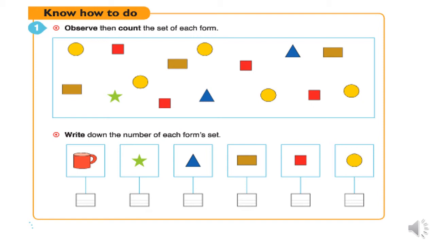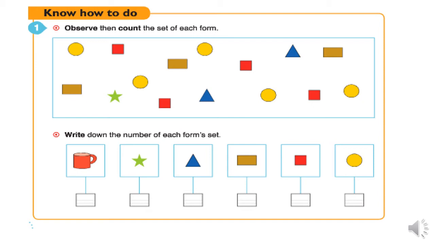This is a star. How many green stars do we have here? Let's count. 1. So we write here number 1. The third shape is the blue triangle. How many blue triangles do we have? 1, 2. So we write number 2.